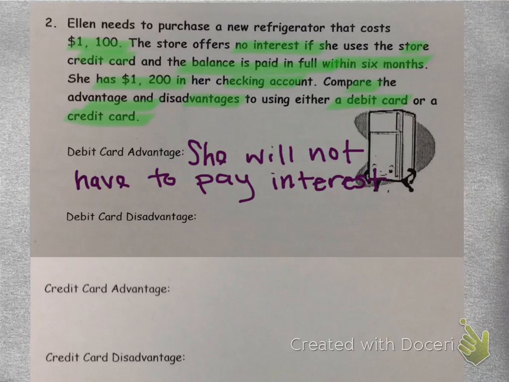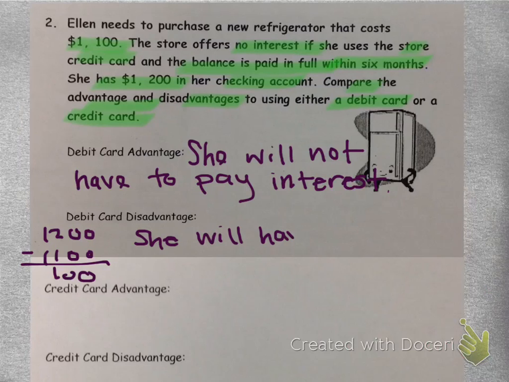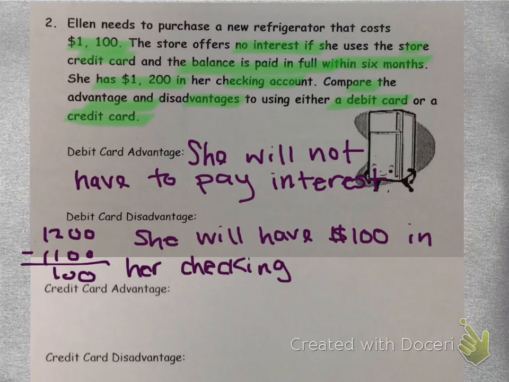Debit card disadvantage. Well, let's think about this. If she has $1,200 in her account and the refrigerator costs $1,100, then that will only leave her with $100 in her checking account. Depending on her next payday, this might not be the best option if it will only leave her with $100 left. She's taking almost her entire amount of money away with this refrigerator.